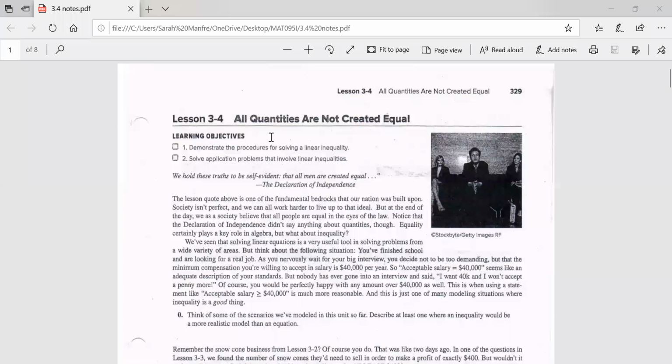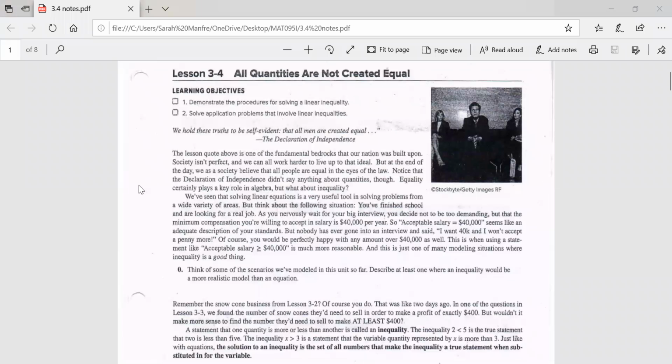Hey everyone, so we are going to learn about lesson 3-4. It says all quantities are not created equal, and in this lesson we are going to be talking specifically about how to solve linear inequalities and their application problems.